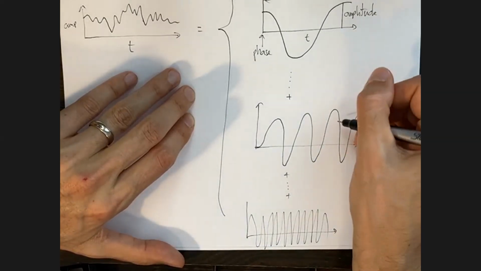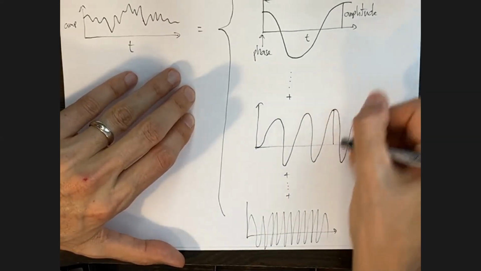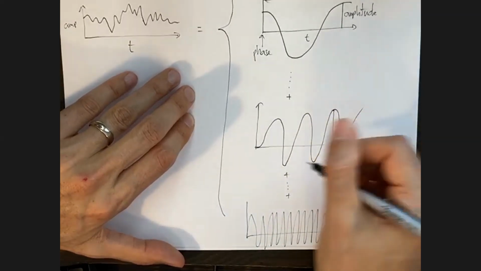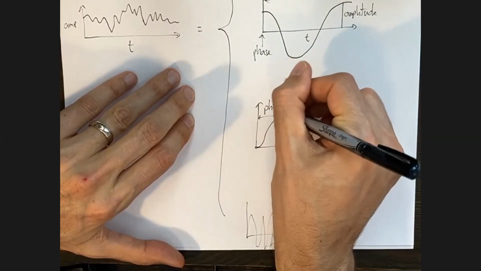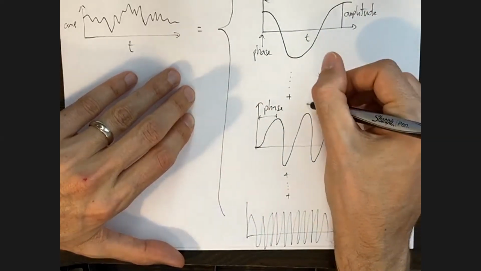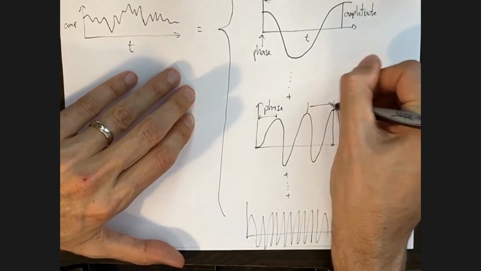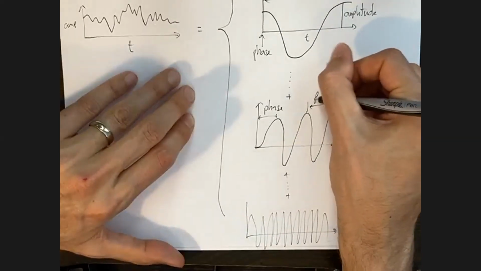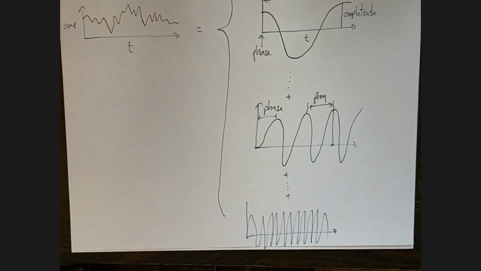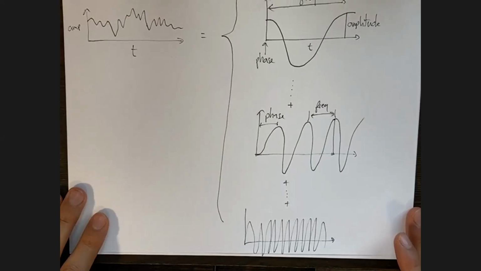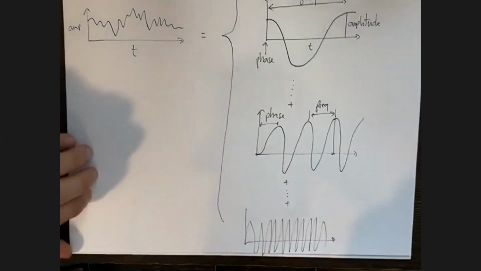and then plus this sine wave, which maybe has very, very high frequency. All these sine waves have different amplitude, and they may have different phase also. And the frequency is related to the number of cycles per amount of time.